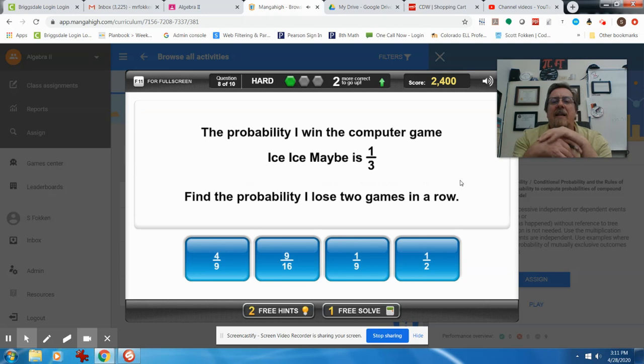The probability that I win the computer game Ice Ice Maybe is 1/3. Find the probability that I lose 2 games in a row. So stop and think for a second. If it's 1/3 that I'm going to win, it must be 2/3 that I lose. And what if I lose twice in a row? Well, then I'm going to have to take 2/3 times 2/3. So that's going to give me 4/9.